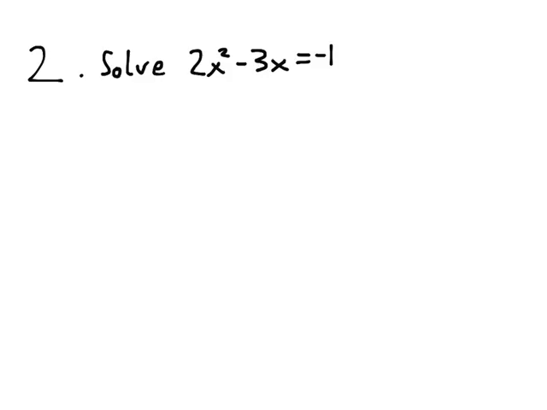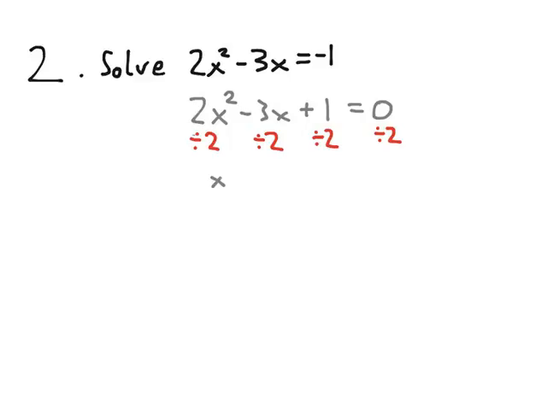For number 2, here's another quadratic equation that I have to solve. So the first thing I'm going to do is, to make this look a little more familiar, I'll move that 1 over. I'll add a 1 to both sides, so I get it over here, and I can say this is equal to 0. Now again, this isn't something I'm used to. I'm used to not having anything being multiplied by the x squared term. So I'm just going to divide everything by 2. So that'll leave me with x squared minus 3 halves x plus 1 half is equal to 0.